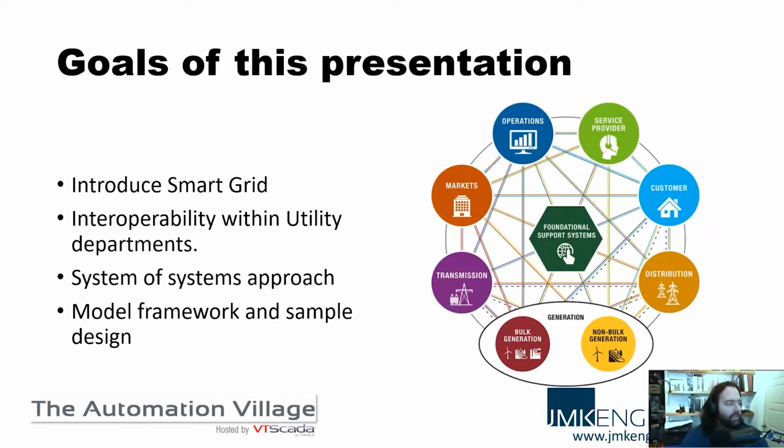So the goals of this presentation: I'm going to do a quick introduction of what smart grid is. We're going to talk about interoperability within the utility departments themselves. A lot of people think about interoperability when it comes to vendors and products. What I'm trying to introduce is that all the departments within a traditional utility operate in silos, kind of like vendors of themselves. How can we use an interoperability approach, a systems of systems approach, to bridge those silos in a predictable manner? At the very end, I'll provide a model framework, an example of how that could work.